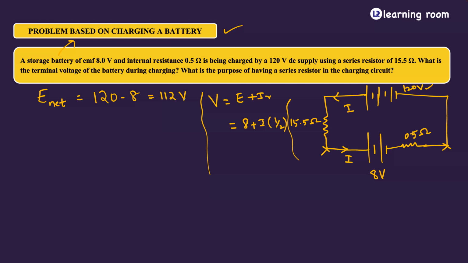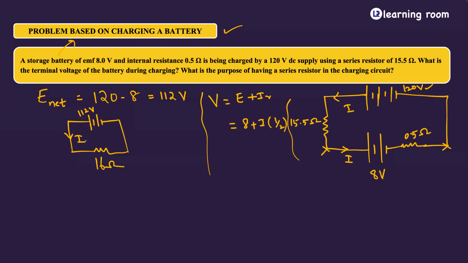So this circuit, if I redraw, it will be like a 112 volt cell connected across one resistor of value 15.5 plus 0.5. So what I'm doing is finding the net EMF, and I am finding the net resistance also. Since these two are connected in series, what will be the net resistance? It will be 16 ohm, and the current will be I like this. Now it's a simplified circuit.